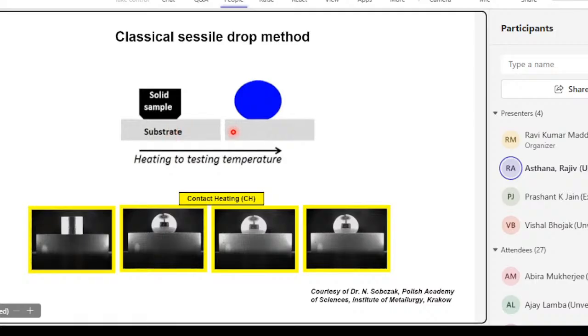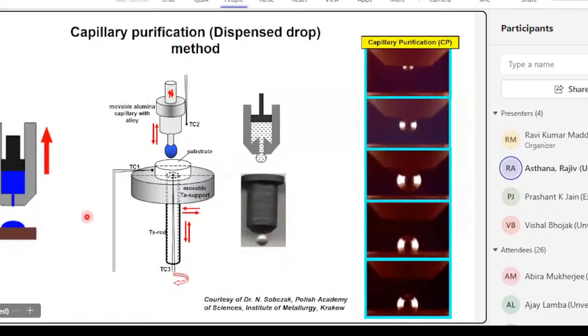So if you want to really study how liquid interacts with the solid, then you want to bring only liquid in contact with the solid, not have the contact heating process. And that is done using what is called a capillary purification method. You heat the metal in a crucible, in a tube like this, separately, and heat the substrate separately inside a vacuum chamber. Once the correct temperatures are reached, you squeeze the droplet on the substrate, and then you study its spreading behavior.